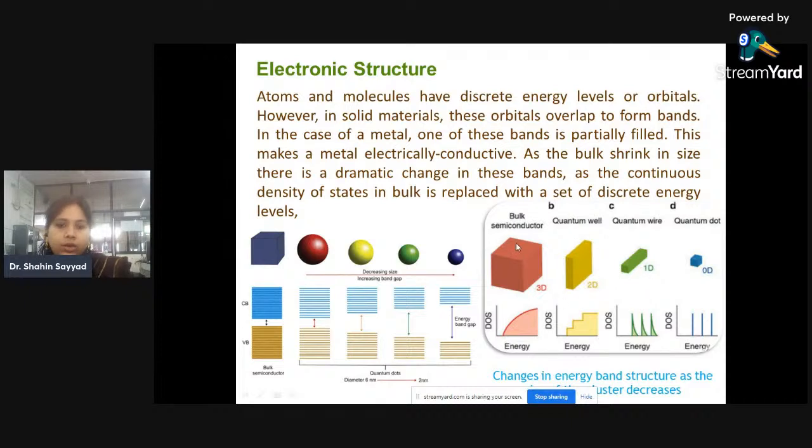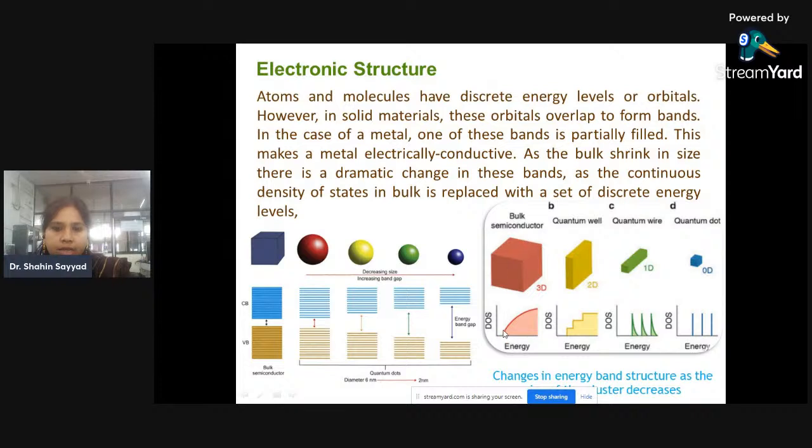Okay. So in electronic structure, we have seen confinement, if you have seen this diagram. This is called the bulk material, a bulk semiconductor. So there is a conduction band and a valence band. There is a continuous band, conduction band and valence band, in the bulk form, and they are partially filled. And they make the metal electrically conductive. As the size is reduced, the density of states changes.